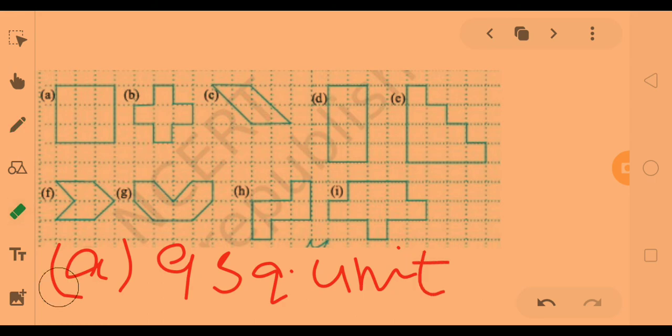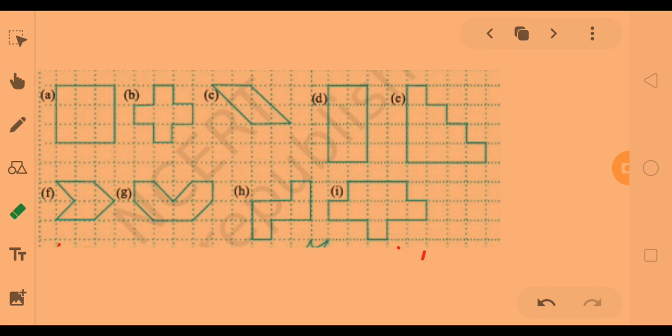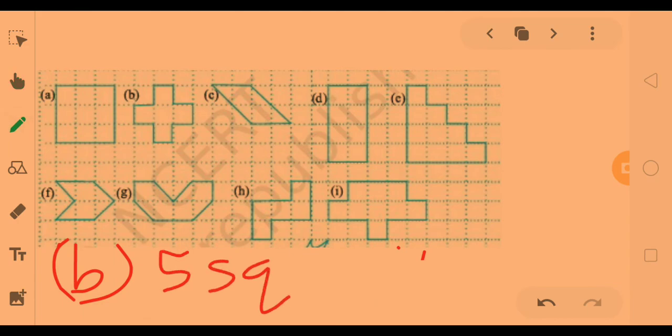Then let us move on to the next shape, shape B. Shape B is a cross-like figure. Only full squares are there: 1, 2, 3, 4, 5. So the area of this shape is 5 square unit.